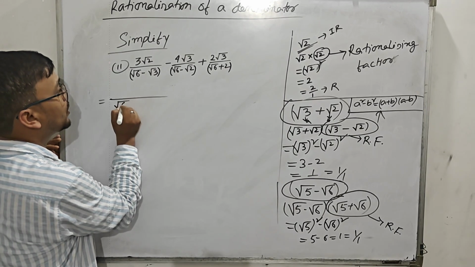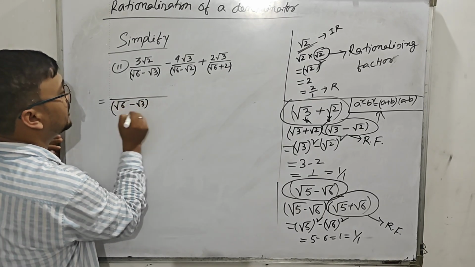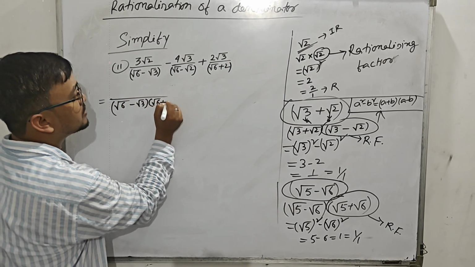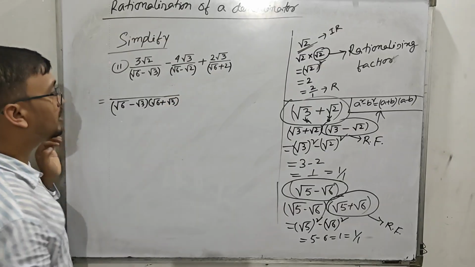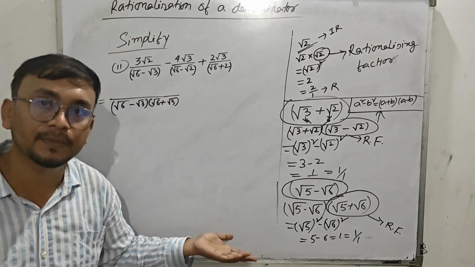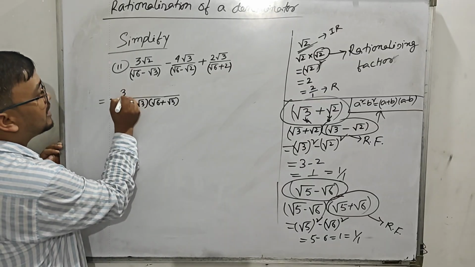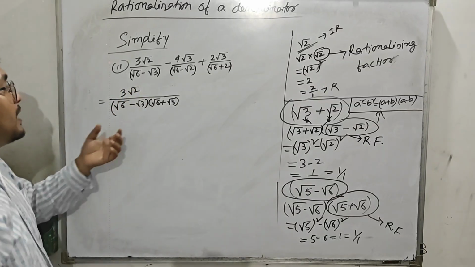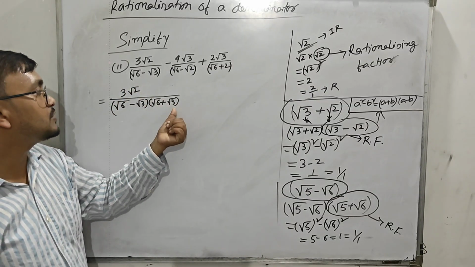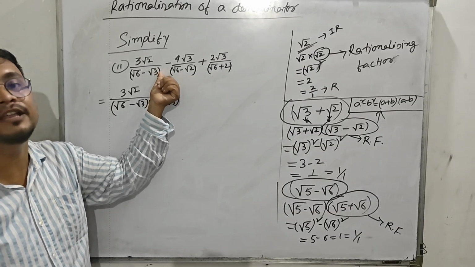This is our root 6 minus root 3, multiply root 6 plus root 3 with it. As we have already learned, minus, plus, multiply with it. So root 6 plus root 3, already there is a 3 root 2. See, we are multiplying root 6 plus root 3, which was not there before.